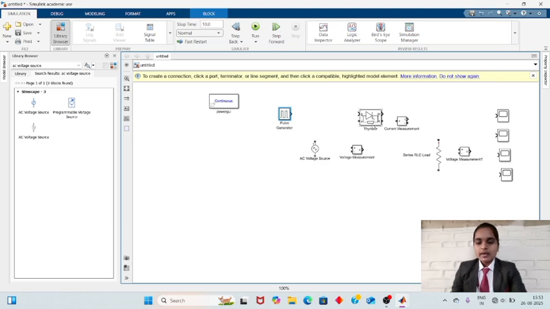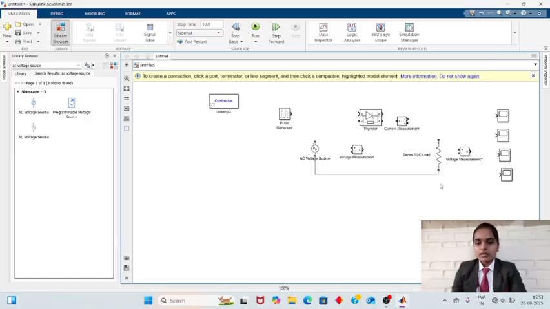This is the main component of our simulation, that is the thyristor. This is the current measurement. The series RLC load means a purely resistive load. This is the voltage measurement, and these are the four scopes, meaning our four outputs or four graphs. Now we are going to make the connections.